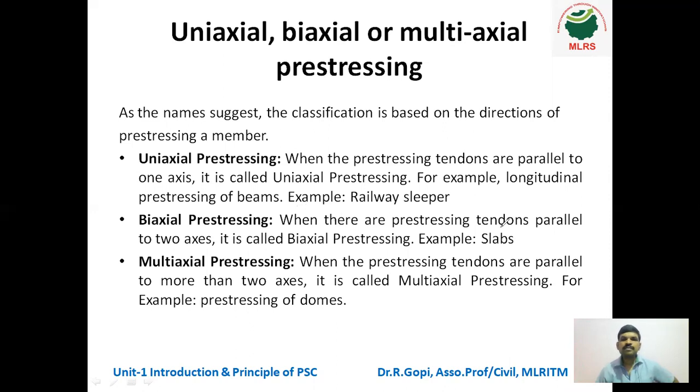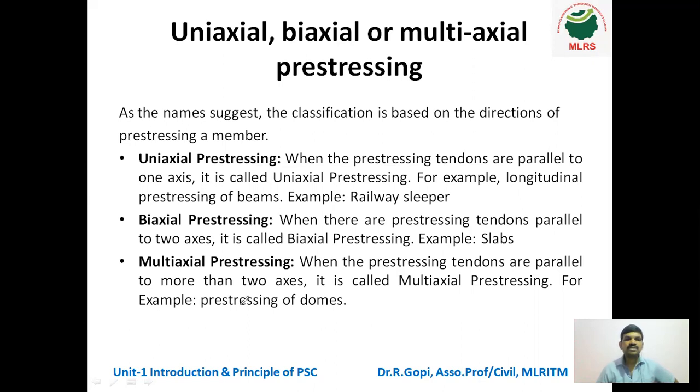Next, biaxial. When there are prestressing tendons parallel to two axes, it is called biaxial prestressing. For example, in slabs. If you see prestressed concrete slabs, the prestressing tendons are placed in two mutually perpendicular directions. Next, multi-axial. When the prestressing tendons are parallel to more than two axes. If two axes, it is biaxial. If more than two axes, it is multi-axial prestressing.